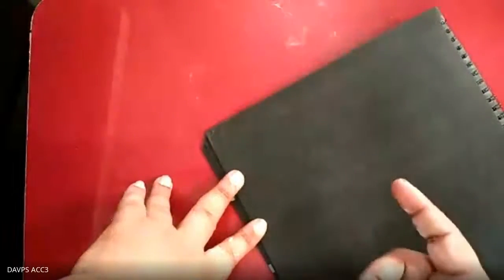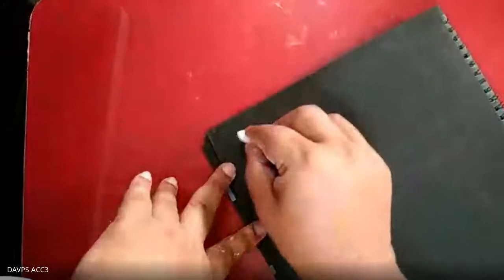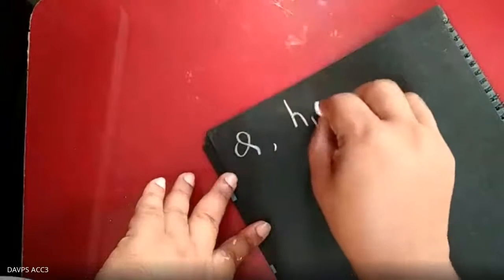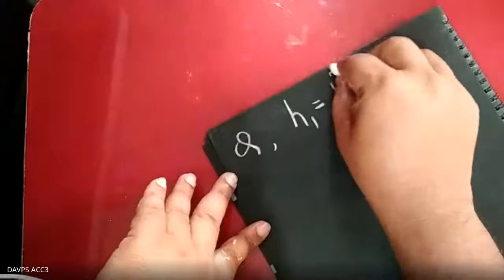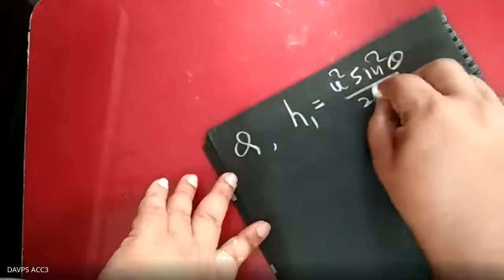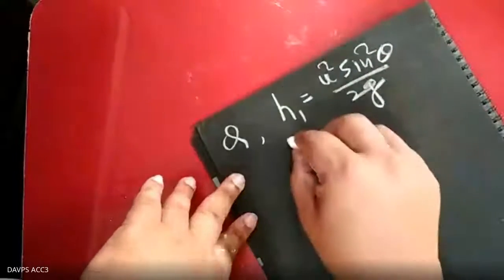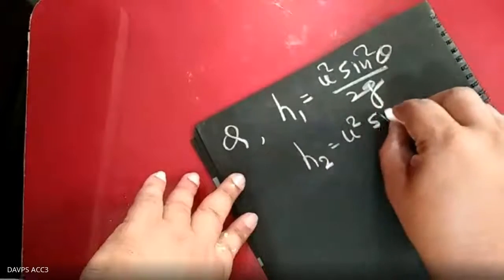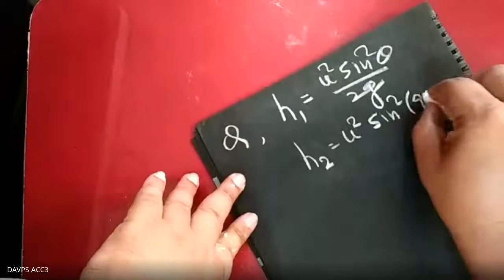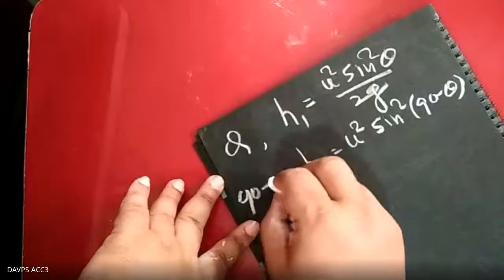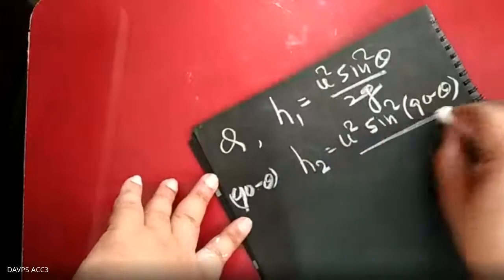Clear? The question is that horizontal range is same. For theta, we will be finding one vertical height, that is H1. You know it, U square sin square theta by 2g for H1. For the second height H2, you are finding U square sin square (90 minus theta), because for the different angle, this will be 90 minus theta, by 2g.